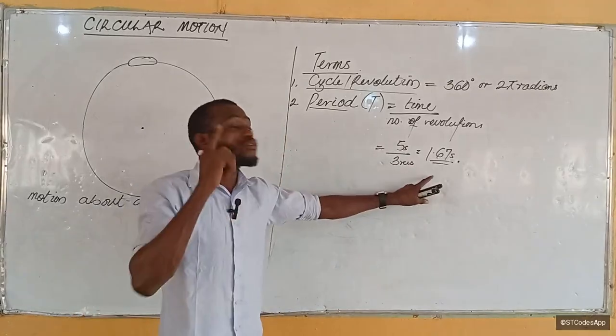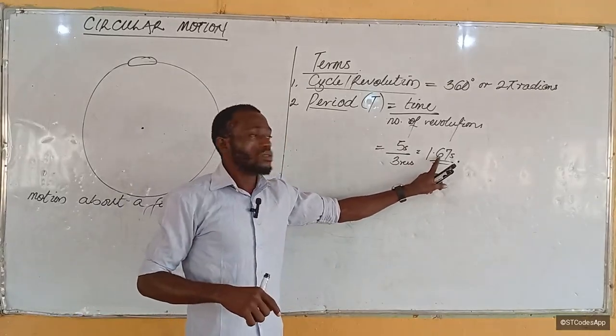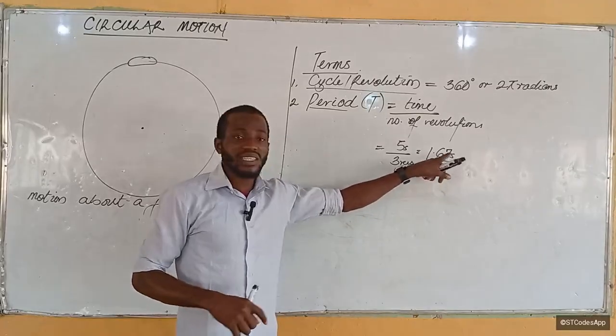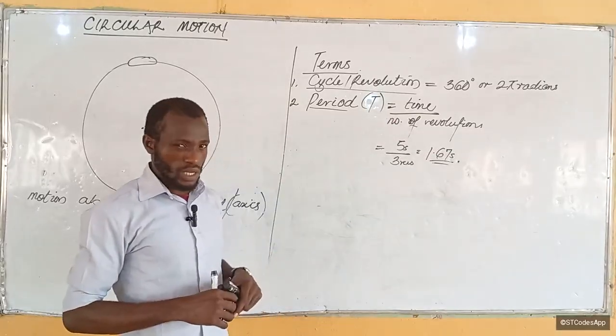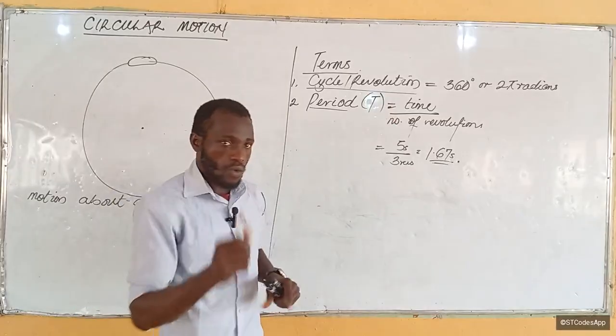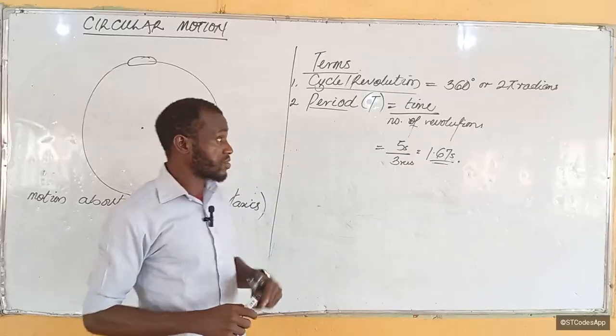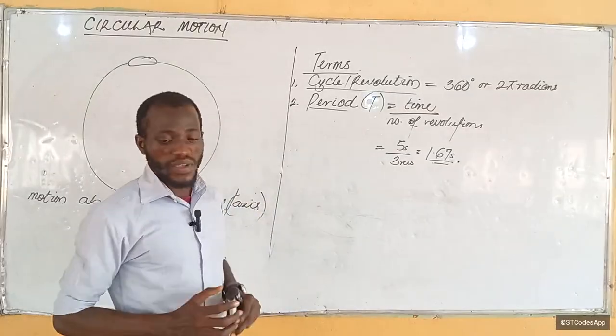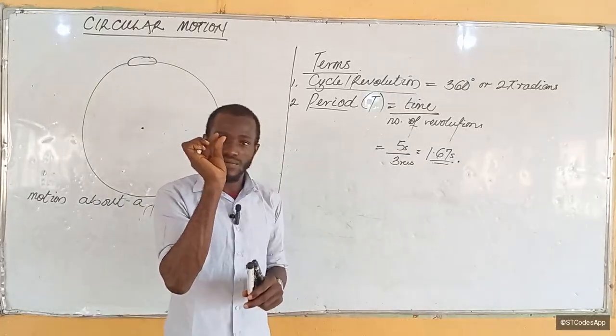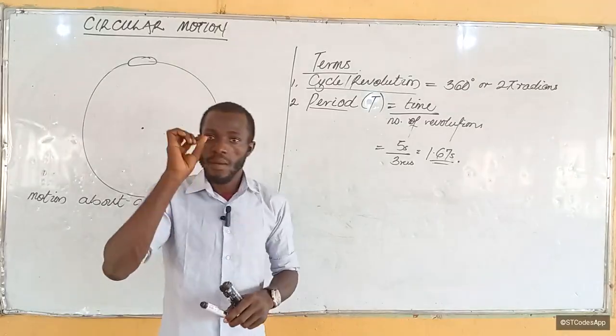It means each revolution was completed in 1.67 seconds. Do you understand that now? That is, each cycle was completed in 1.67 seconds. So that is what period is. Period is the time per revolution, the time per revolution.